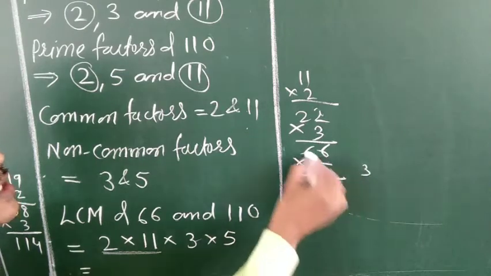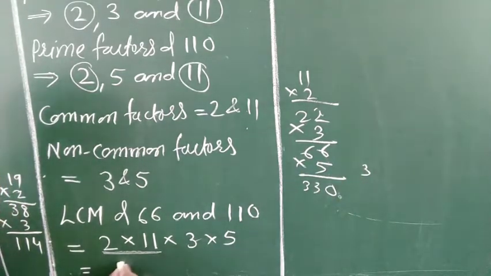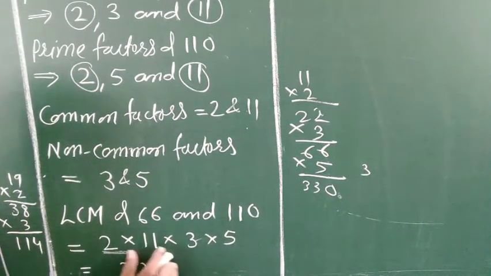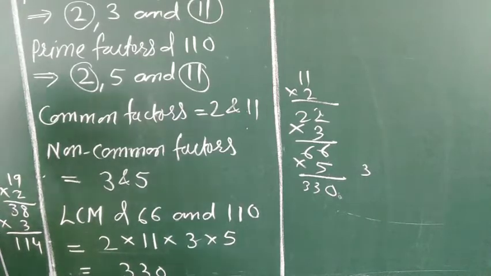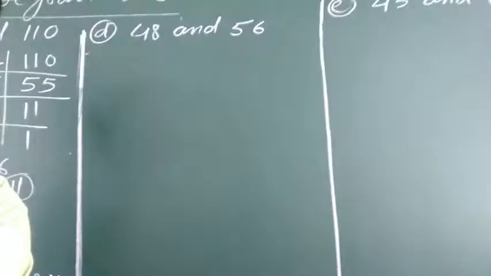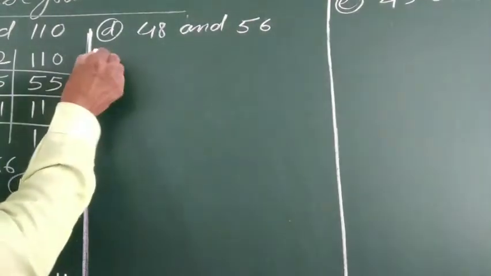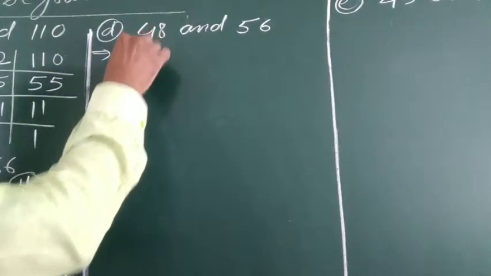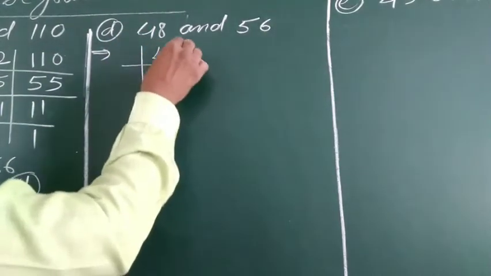30, carry 3, 30 plus 33, it is 330. So this way we find the LCM of 66 and 110, which is 330. Now next, it is 48 and 56. Let's find the factors of 48 first.